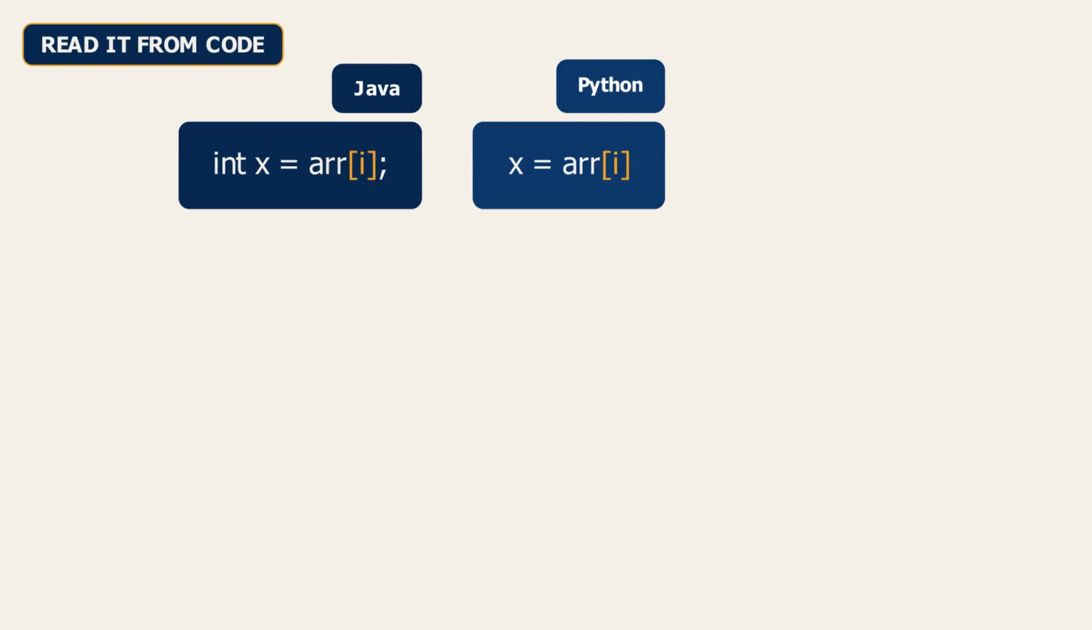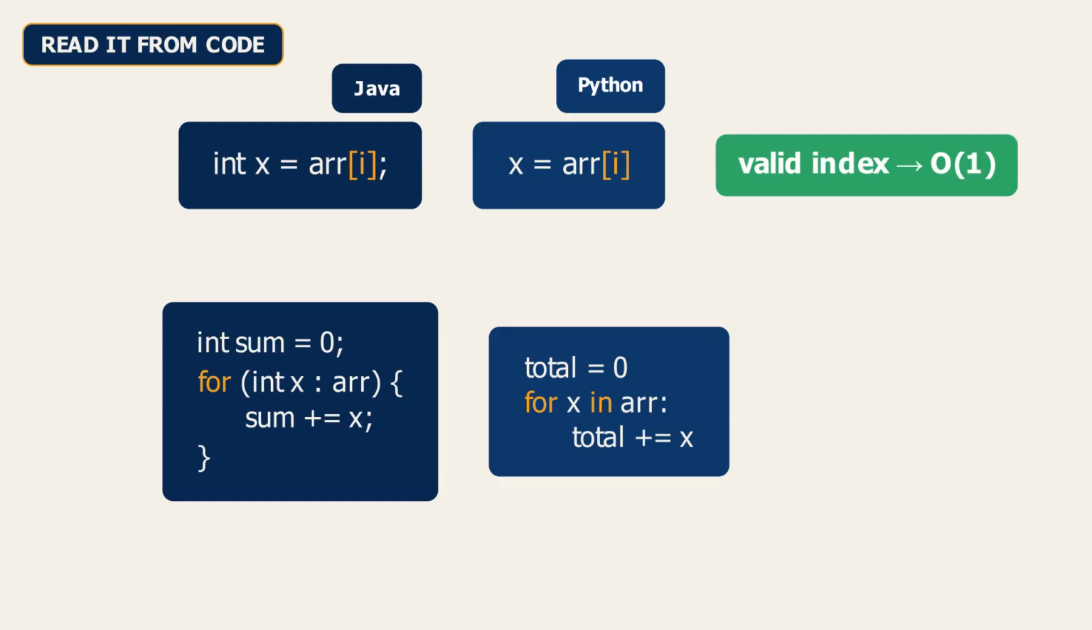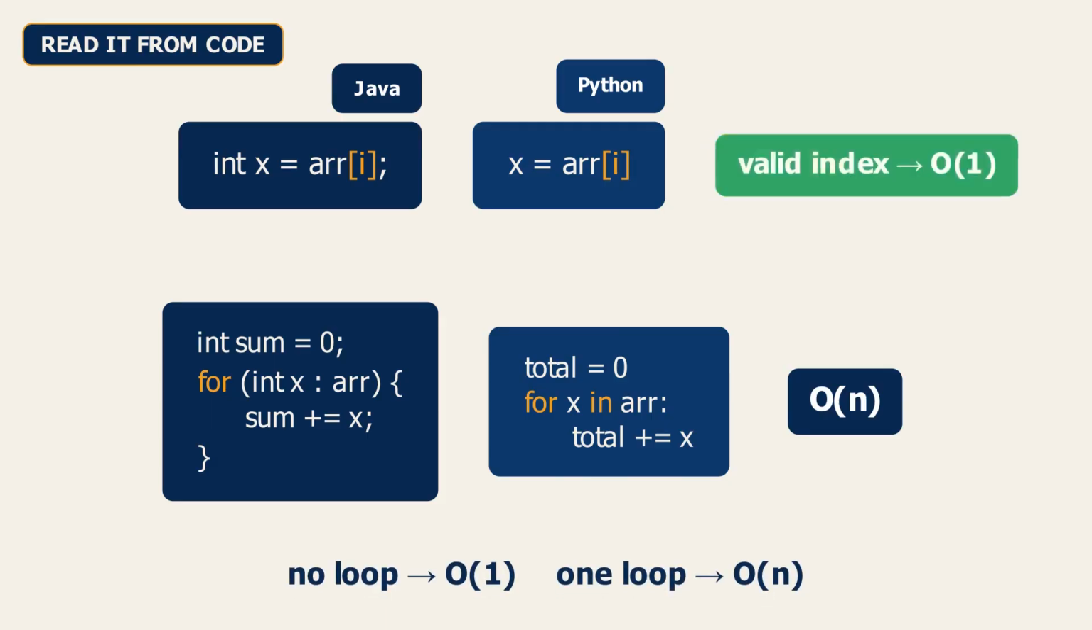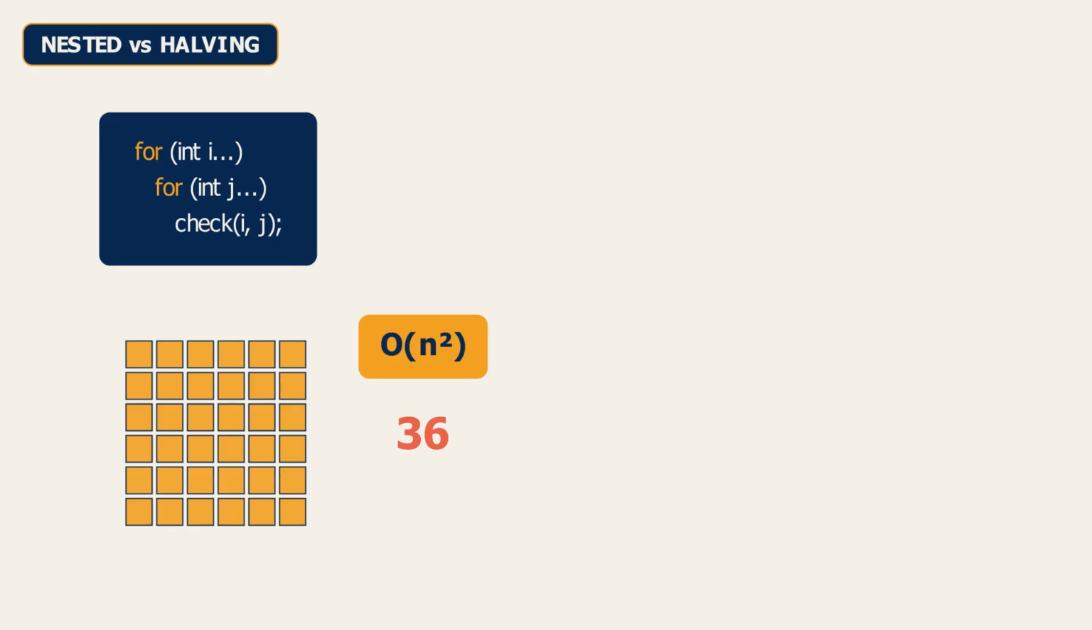Now let's read Big O straight off real code in Java and Python. Grabbing one element by its index, arr at 500, is a single step no matter how big the array is. O of 1. A loop that touches every element once, summing, searching, printing, grows step for step with the input. O of n. One glance at the structure tells you the story. No loop over the data, constant. One loop, linear. A loop inside a loop, checking every pair for duplicates, multiplies the work. 6 items, 36 checks. 1,000 items, 1,000,000. Nested loops over the same data almost always mean O of n squared.